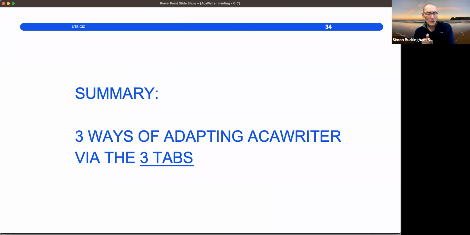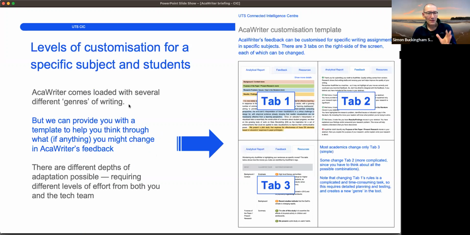So just to summarize then, we've got analytic and we've got reflective writing, two very different ways of writing. As an academic, you can provide contextual examples to help your students understand what this looks like for your kind of writing in your assignment. And there are ways of customizing the tabs. Tab 3 is where you provide the customized examples for your assignment.